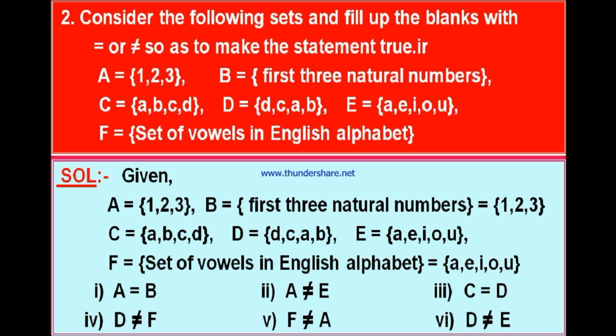Now sixth bit, D and E. D contains the elements A, B, C, D and E contains the elements A, E, I, O, U. Again, the elements are different, therefore the sets are not equal. D is not equal to E.